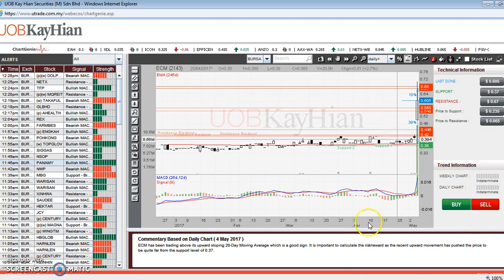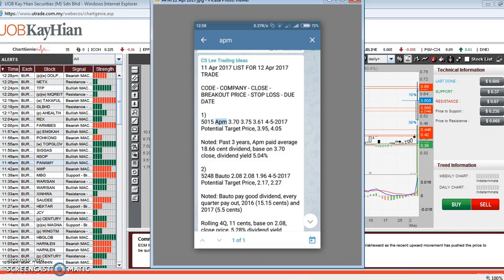Right, and okay, this is our APM. This is also paying a very good dividend. Okay, just come back to BJ Auto, also paying a very good dividend.